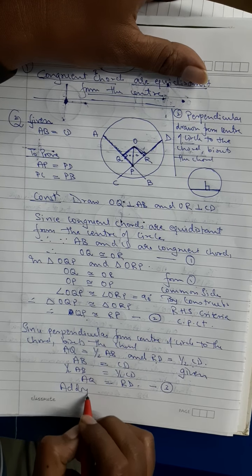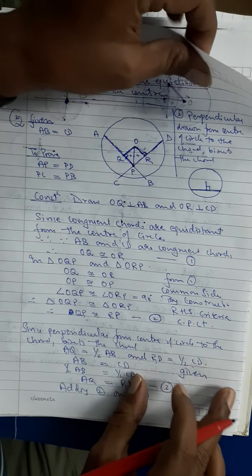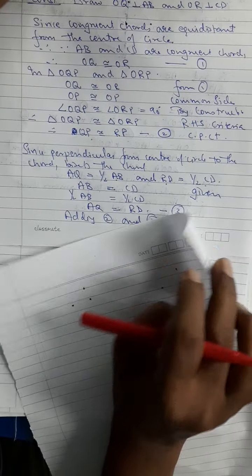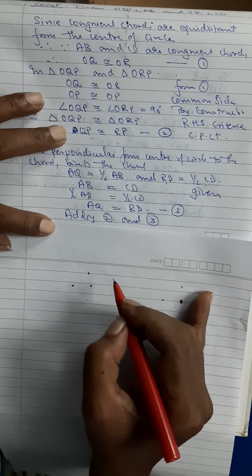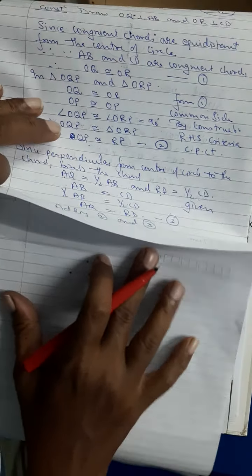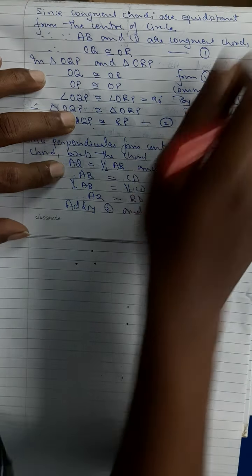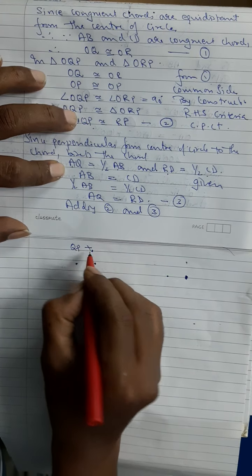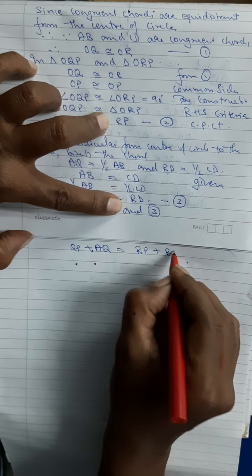Adding 2 and 3. If I go to add 2 and 3, what do I get? I will add left hand side to left hand side and right hand side to right hand side. Left hand side is QP and AQ in one line, yes. QP plus AQ will be equal to RP plus RD.